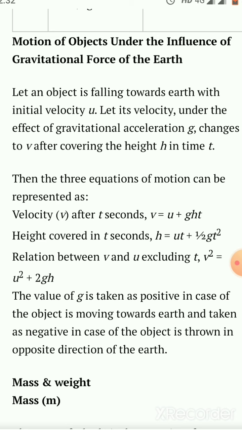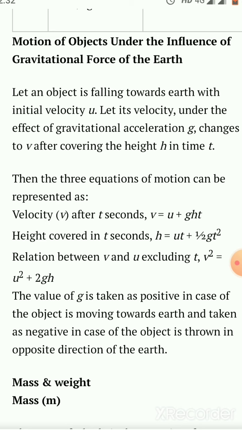because here the object is falling, so the distance is taken as height, while the acceleration which changes in the body due to the gravitational force of Earth, we will take it as small g. Other terms will be similar. So the three equations of motion will be changed and can be represented by these following equations.